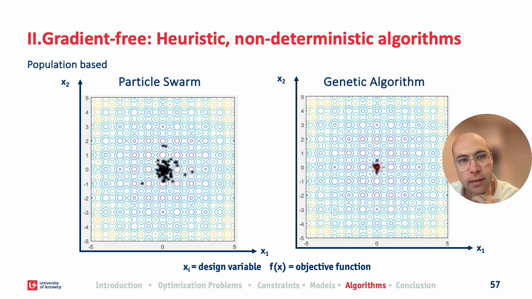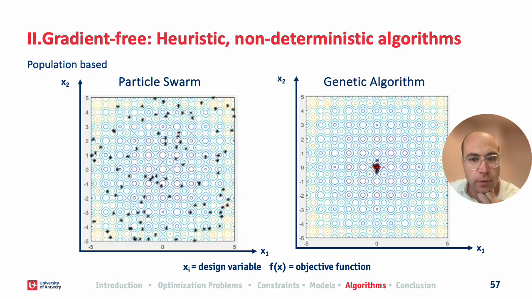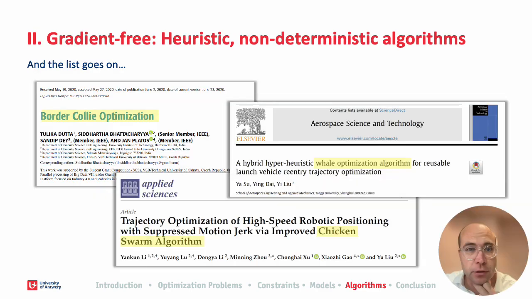And yeah, I told you there are many optimization algorithms, and I have the impression that lots of people are intrigued by the particle swarm, because if you look in literature, you see border collie optimization, whale optimization, chicken swarm optimization. I actually sometimes think that there is no animal of which there's not already an optimization algorithm.